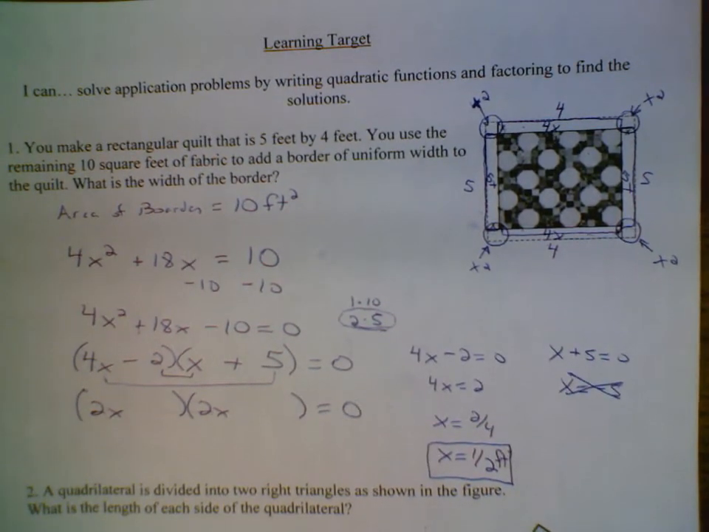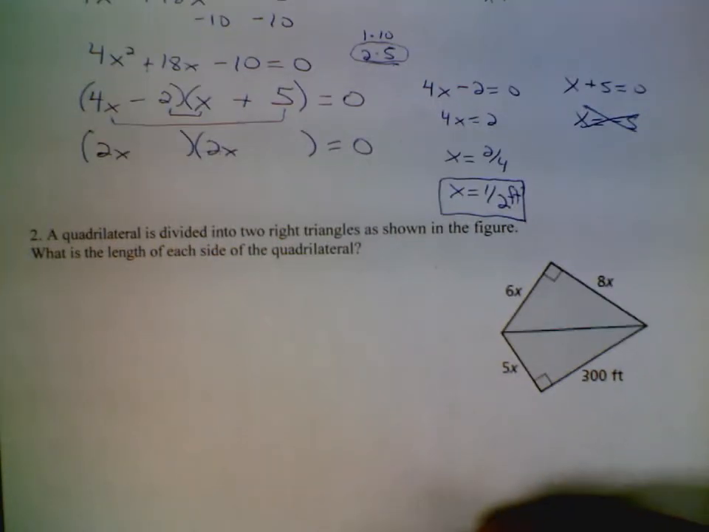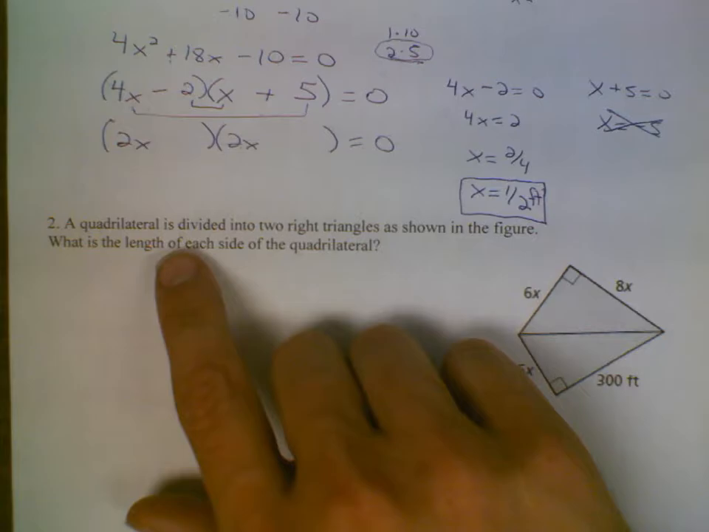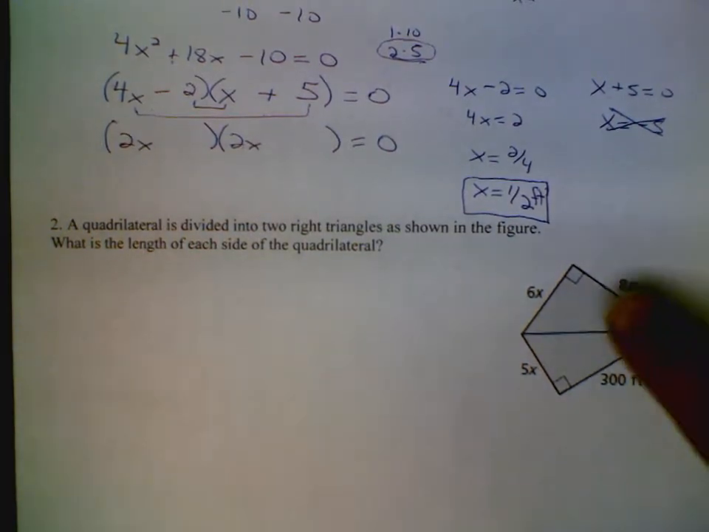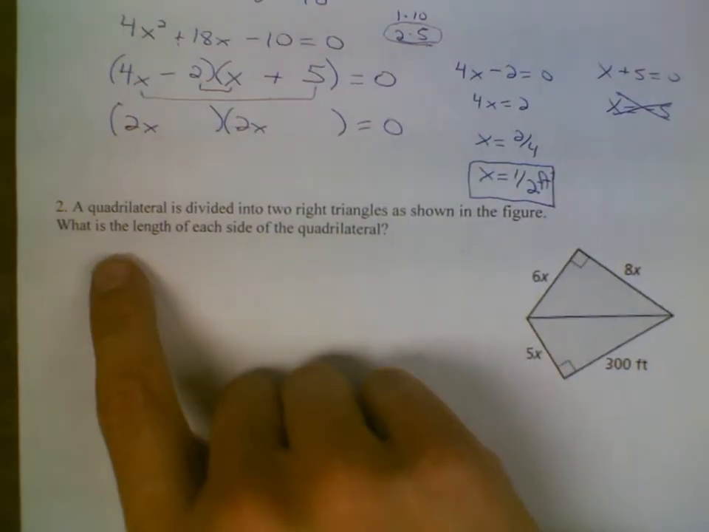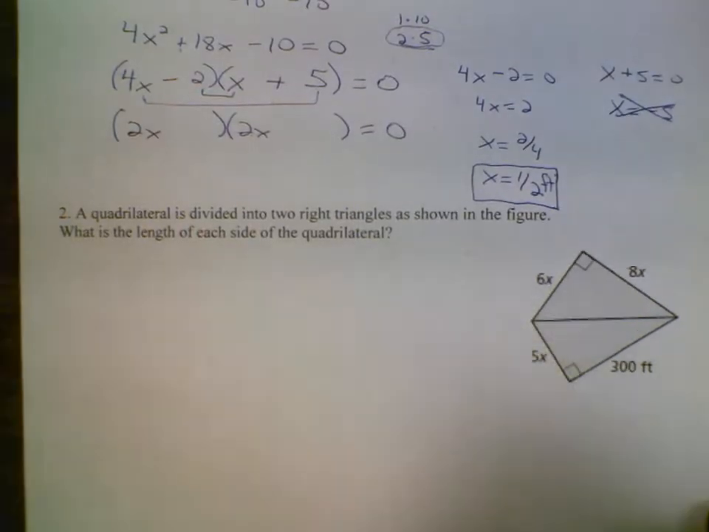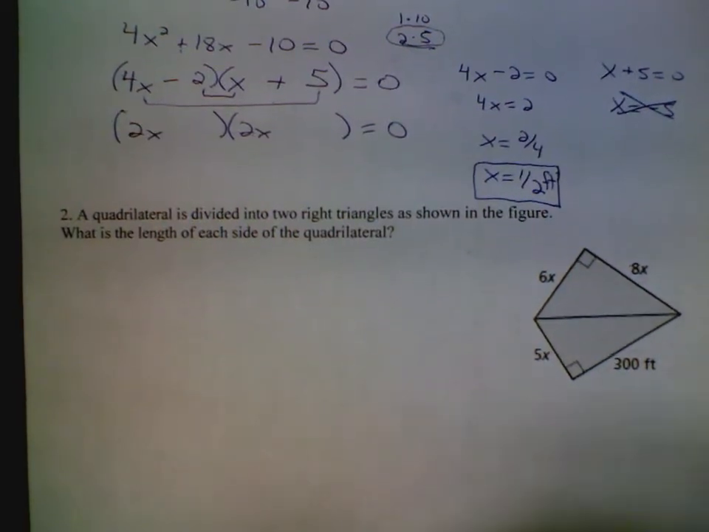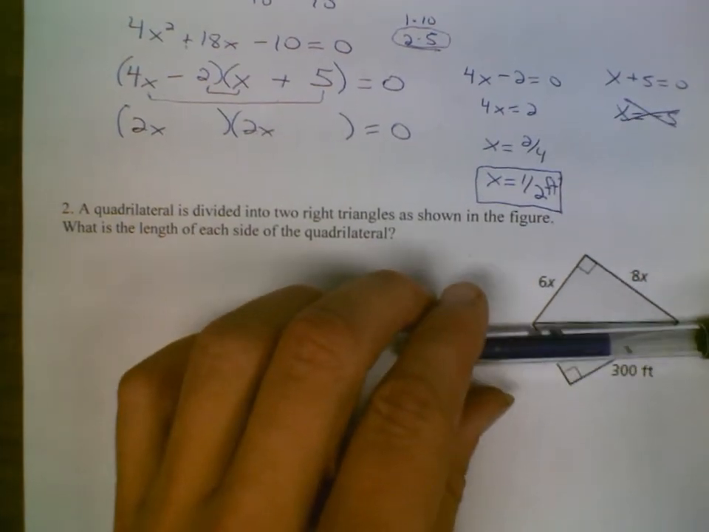All right, let's look at a second word problem. Number 2 says a quadrilateral is divided into 2 right triangles as shown in the figure. So you have a right triangle on top, and a right triangle on the bottom. It wants to know the length of each side of the quadrilateral, so it wants to know what these 4 side lengths are. What we're going to do is think of one triangle at a time. So imagine that you just cover up this bottom one.